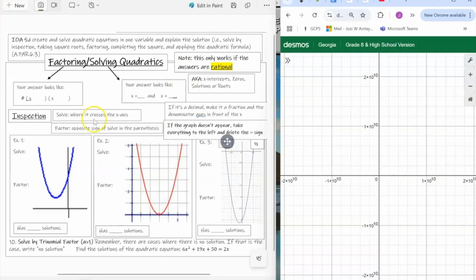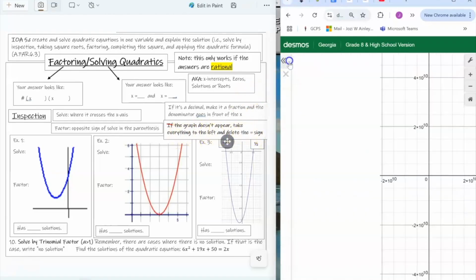Okay, so these are my previous notes. We talked about if it doesn't cross the x-axis, it has 0 solutions. If it only touches it 1 time, it has 1 solution. If it crosses 2 times, it has 2 solutions. So your options are 0, 1, or 2. Now, 9 times out of 10, I've put in some new notes for you right here. If a graph doesn't appear, you're going to take everything to the left and delete the equal sign.